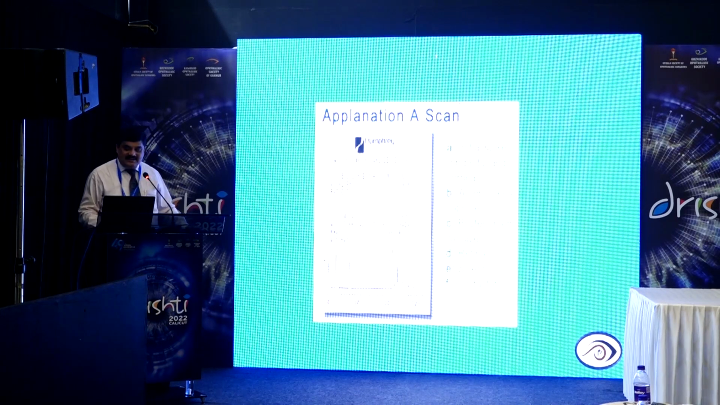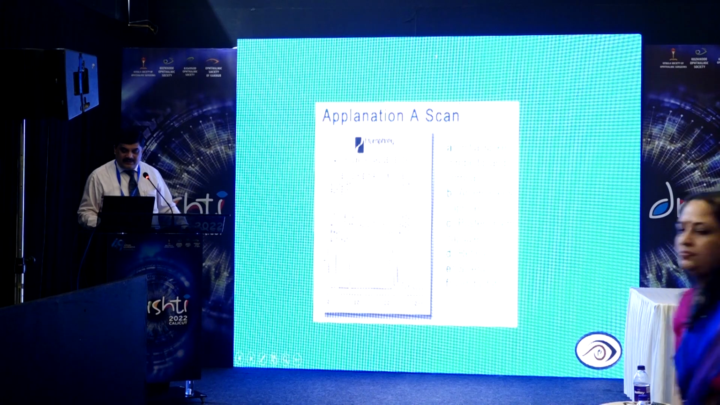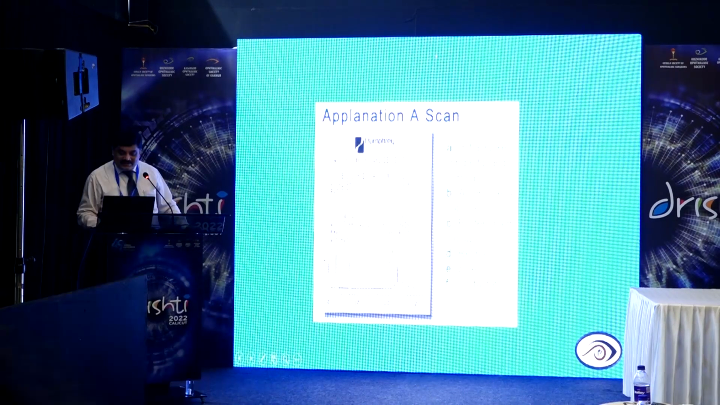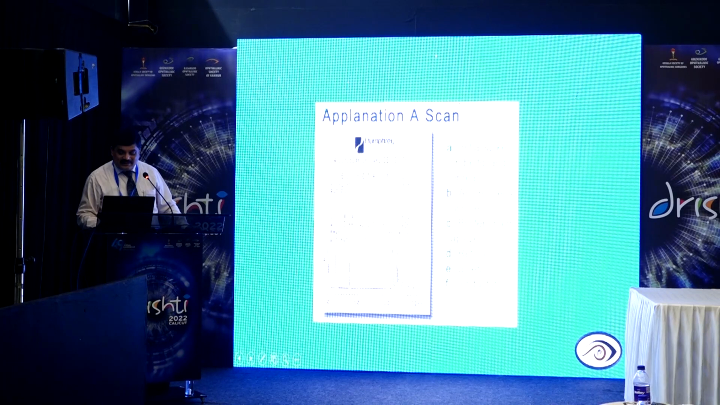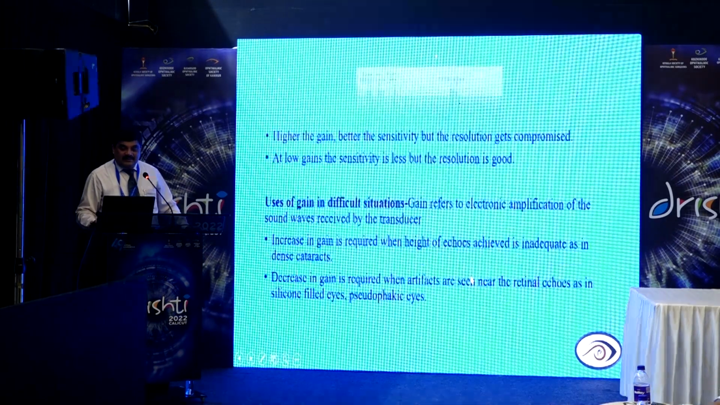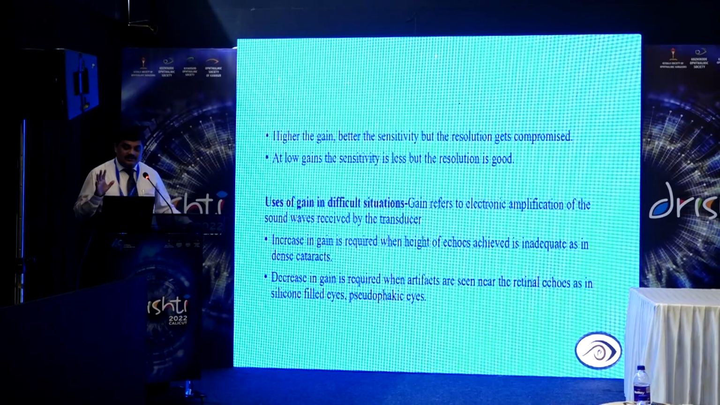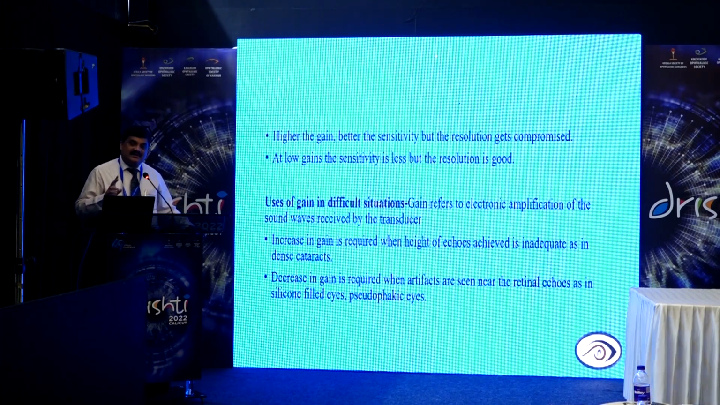So if you can see here, A is the initial spike where the probe tip meets the cornea, B is the anterior lens capsule, C is the posterior lens capsule, then retina, sclera and F is the orbital fat. So what are the uses of gain in difficult situations? Especially you have to increase the gain whenever there is a dense cataract. So when you do it with a dense cataract, you increase up to 100%. Or you have to decrease the gain whenever you are doing a biometry in a silicone filled eye.